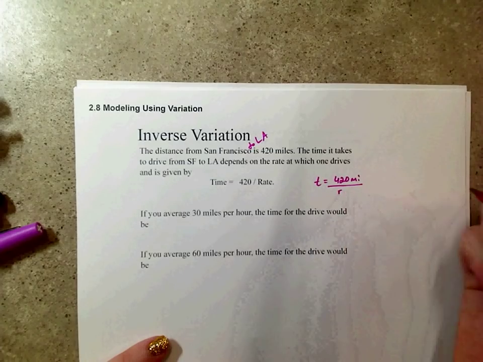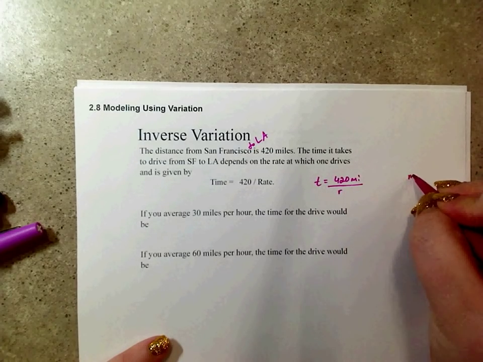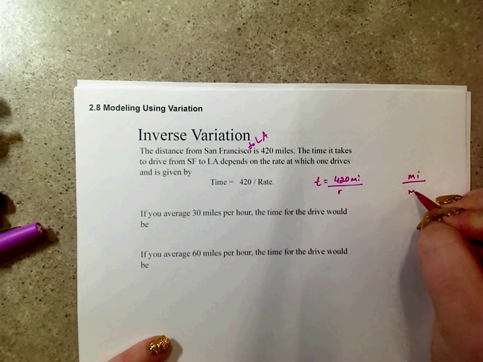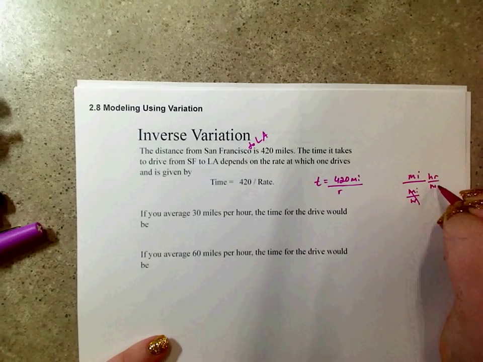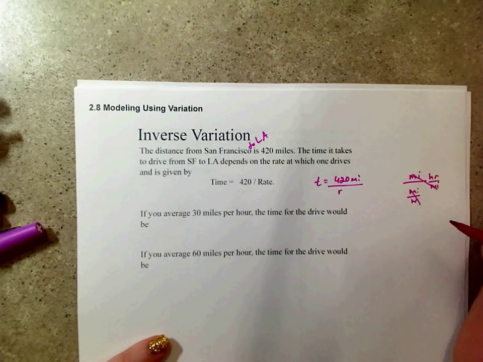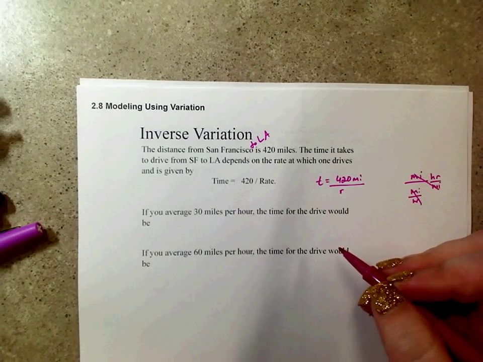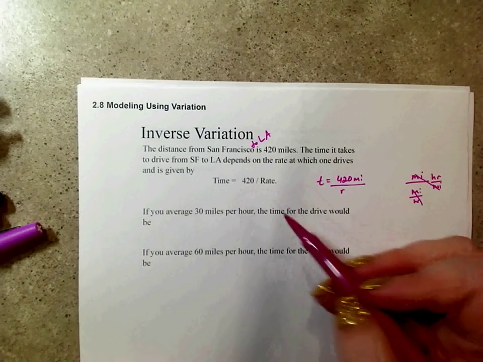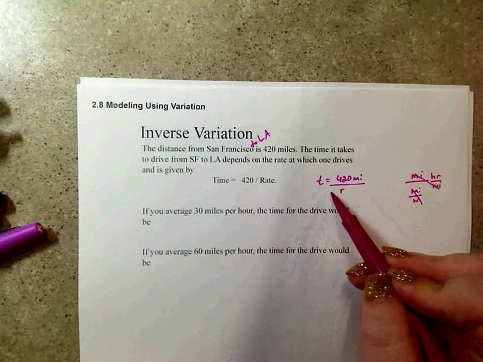If you think about dividing miles by miles per hour, when you flip and multiply, hours divided by miles, the miles cancel out and you're left with hours, which is the time unit. Okay, so that makes sense as far as conversion goes. Or you can think distance equals rate times time. If you multiply both sides by rate, you get rate times time equals distance.